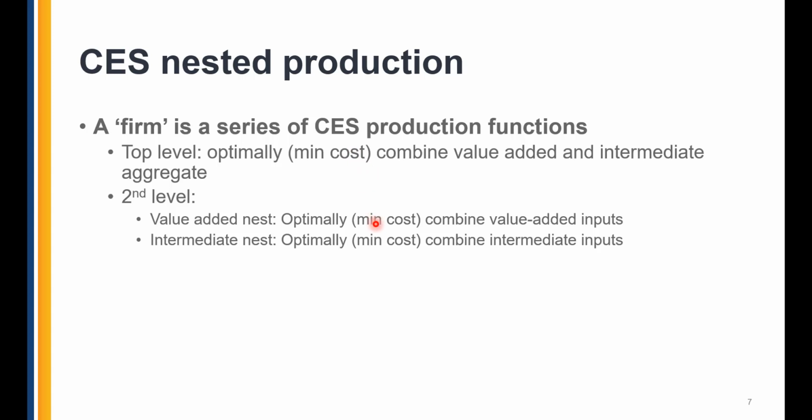So we optimally or minimally cost combination of value-added inputs to get the value-added aggregate on that side of the nest, and on the other nest we have intermediates where we optimally combine intermediate inputs, minimizing their costs subject to the target level of the intermediate aggregate.